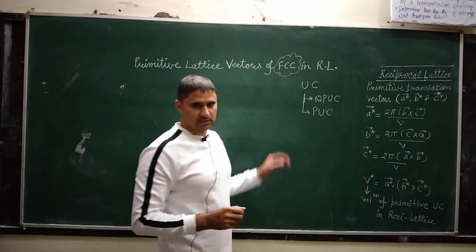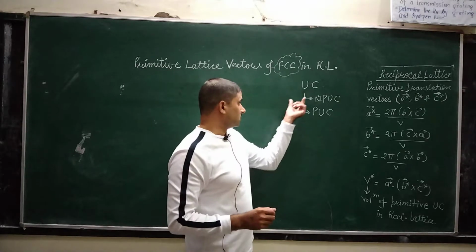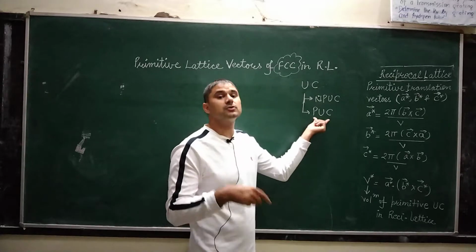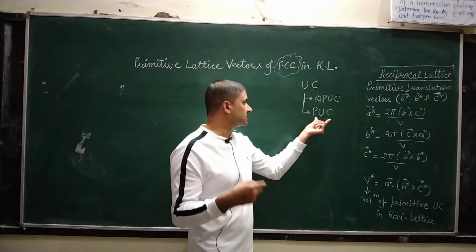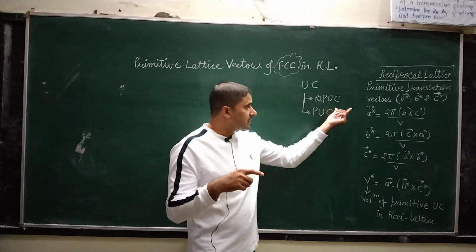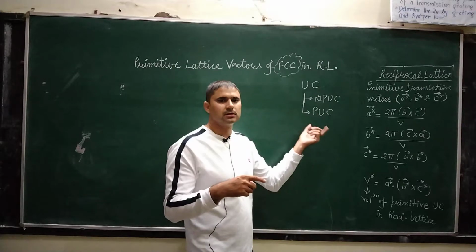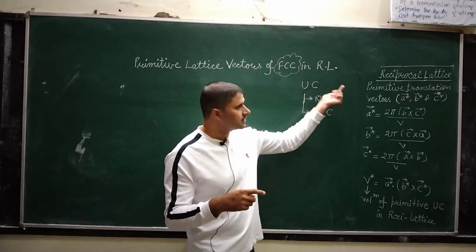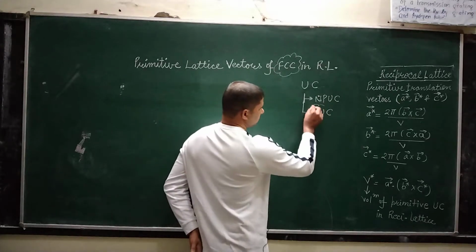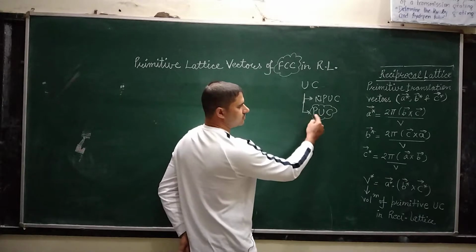Okay class, in the previous lecture I stressed on unit cell and primitive unit cell particularly, because this gives you the idea of choosing primitive translation vectors in direct lattice as well as in reciprocal lattice structure. So here come to this point. This is PUC, primitive unit cell.